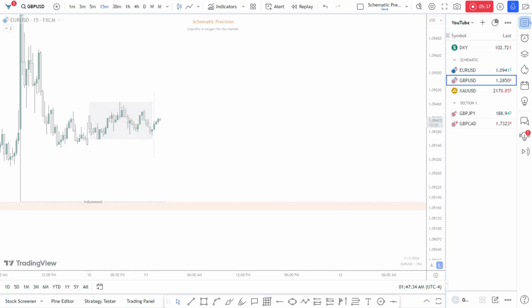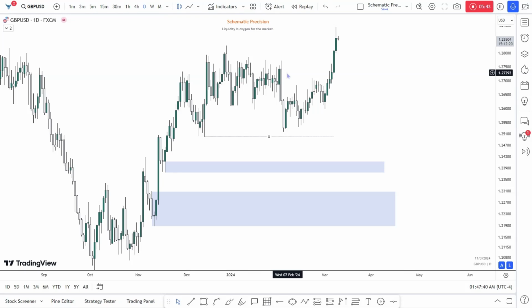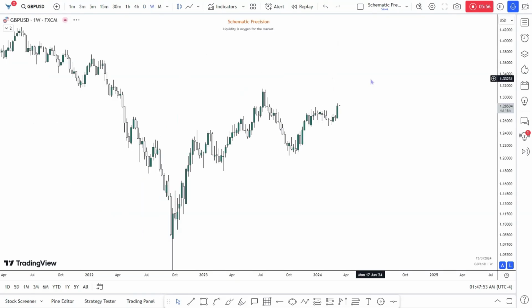Jumping on to the GU, and let's see. Okay, so the same thing happened here. We didn't take any inducement here, and price continued higher. So forget about this now. Let's do it again.